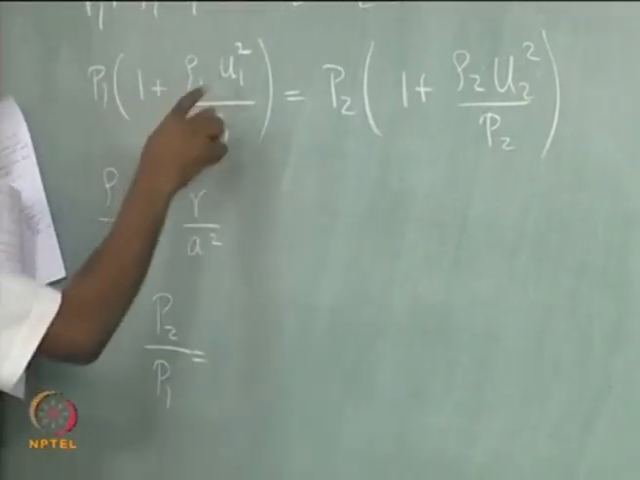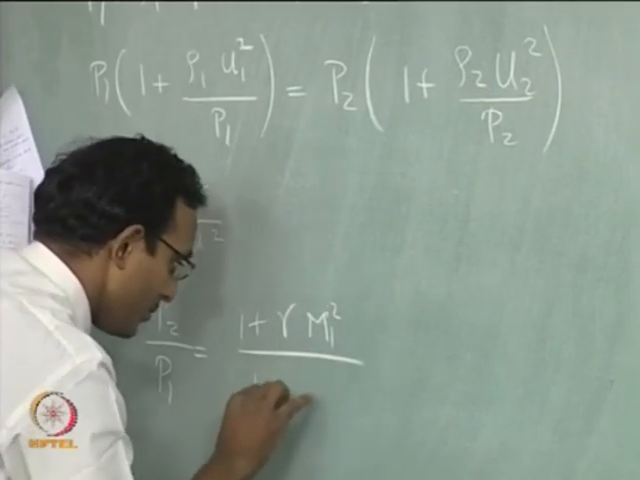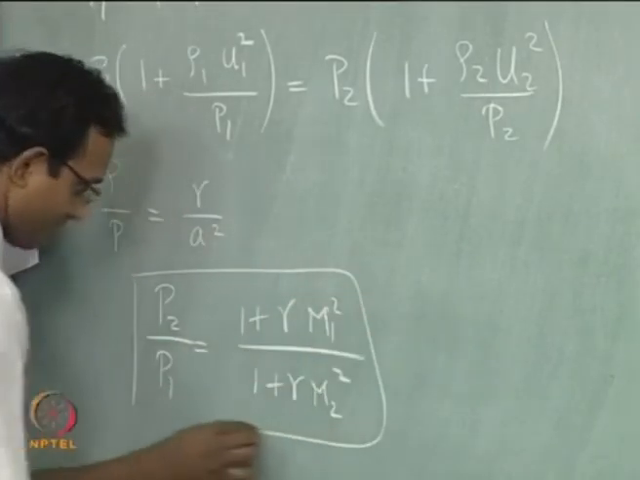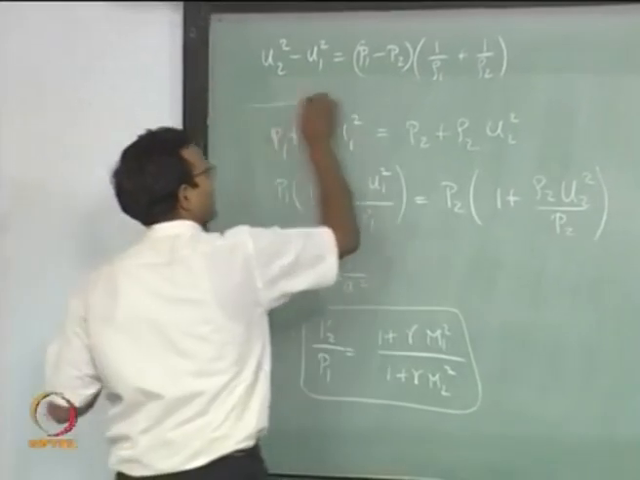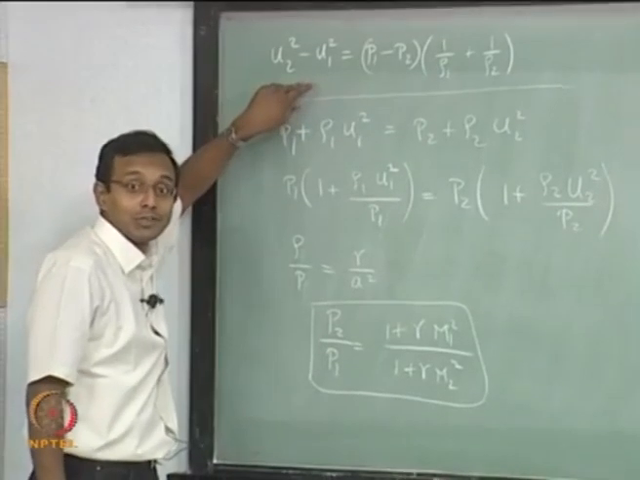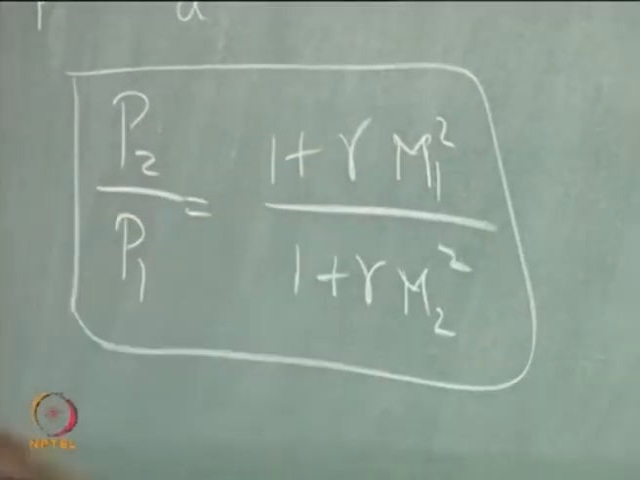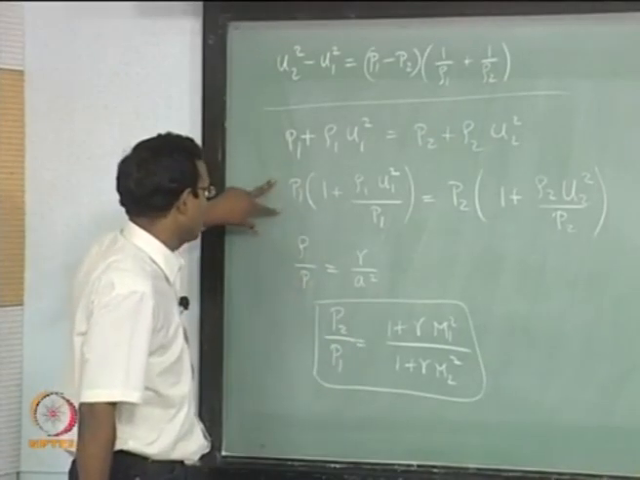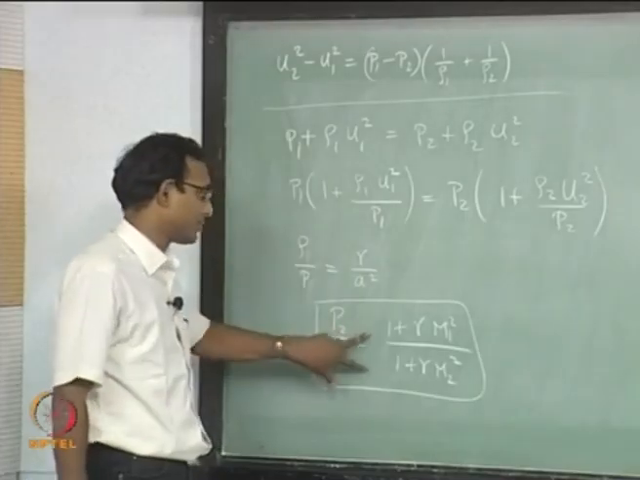P2 by P1 will become 1 plus gamma M1 squared by 1 plus gamma M2 squared. This is not new, you have seen this even last class. Till here, everything we did last class also. This is one relation and this is the other piece. We have this one where we said there is a trivial solution sitting inside where there is no change in the flow, and here I am getting P2 by P1 in terms of M1 and M2. Now, what I have actually used is the momentum equation and state equation and a squared definition here to get to this point.